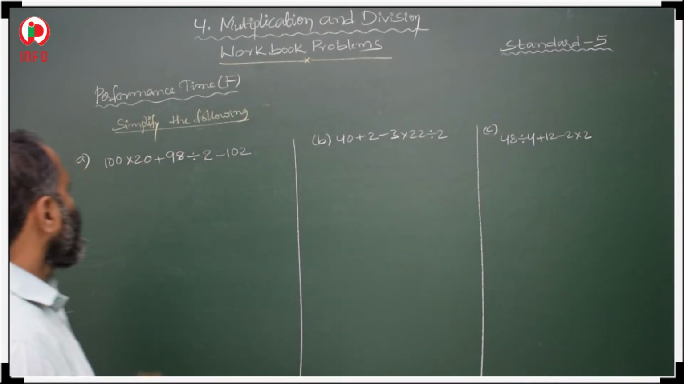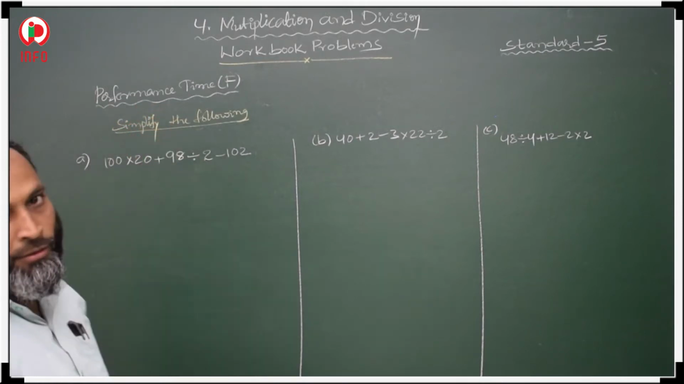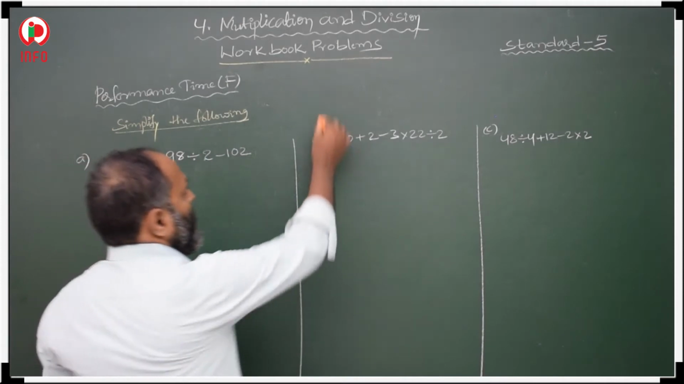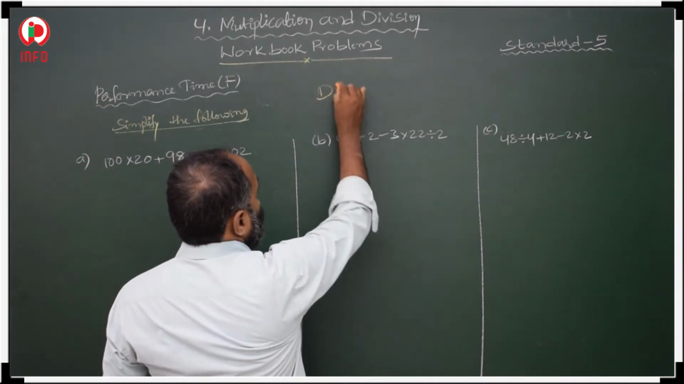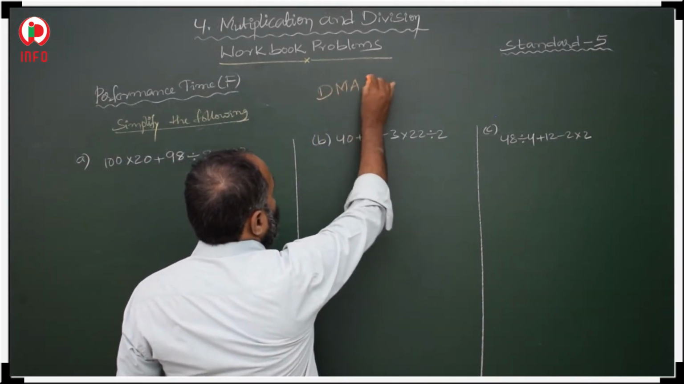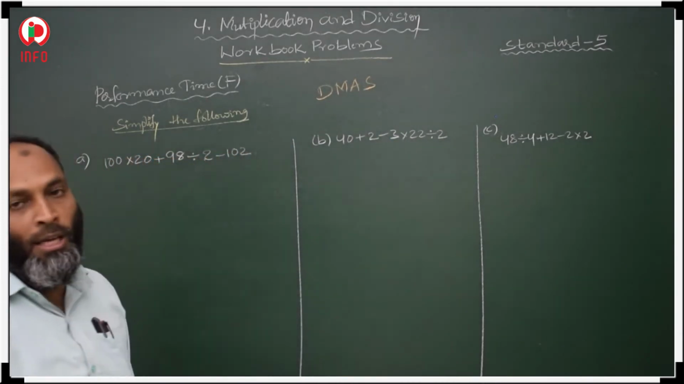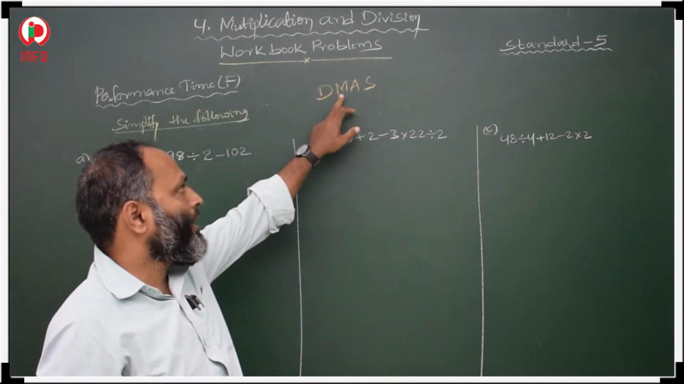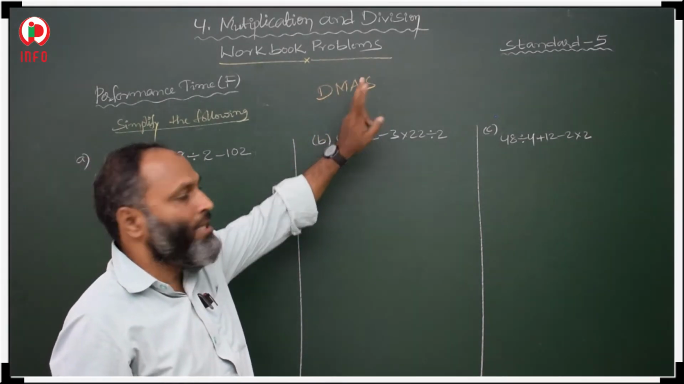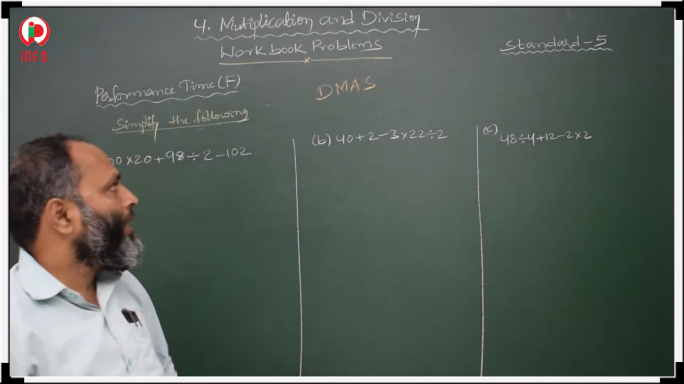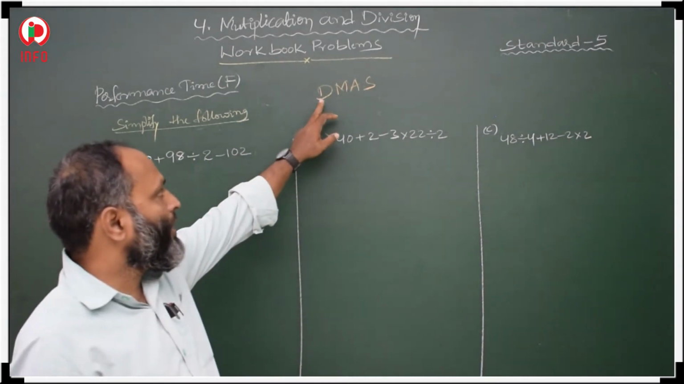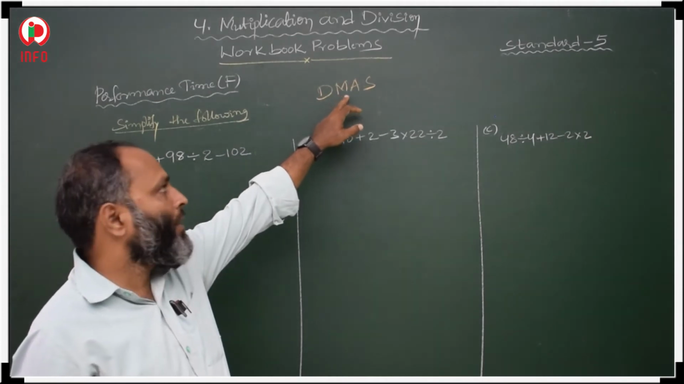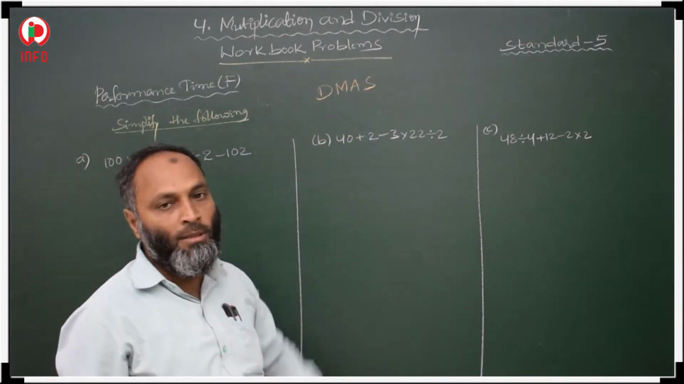Now students, in this we have to use the DMAS rule. What does D mean? Division, multiplication, addition and subtraction. So we have to give preference first to division, then multiplication, then addition, then subtraction.